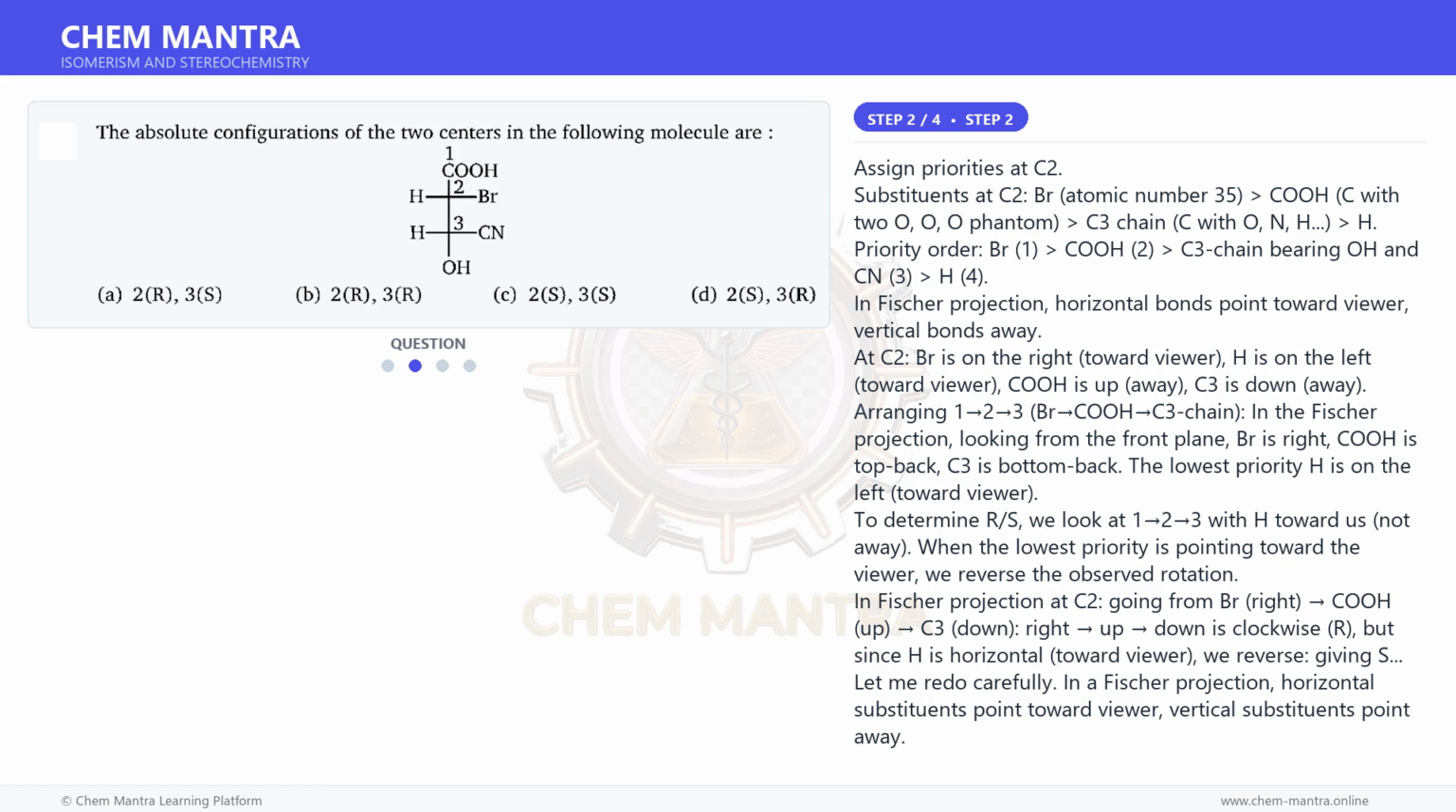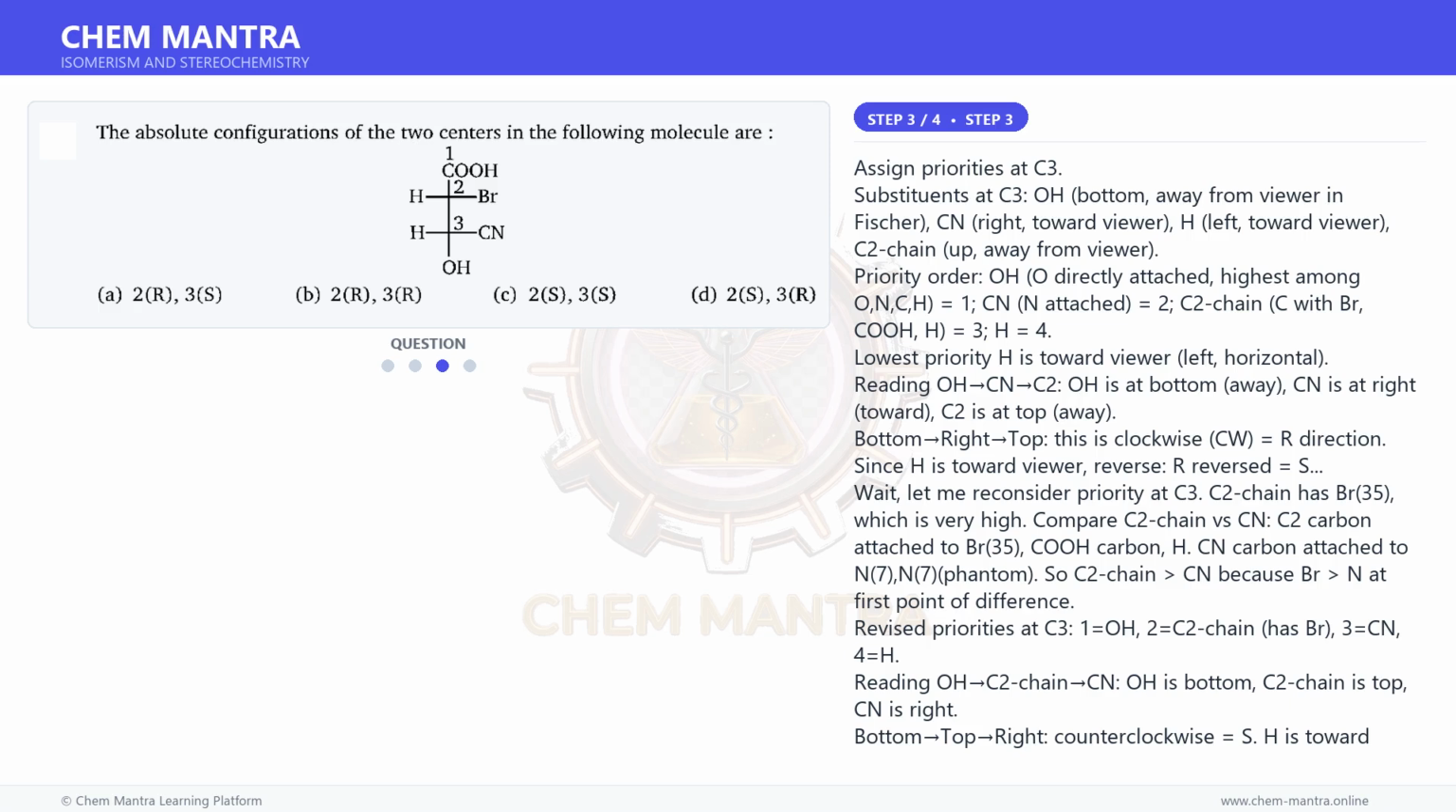Priorities: 1 is Br, 2 is Q, 3 is C3 chain with O, Cn, 4 is H. Reading Br, Q, C3: Br is at right, Q is at top, C3 is at bottom. Right, top, bottom, this is counterclockwise, CCW, which is the S direction. Since H is toward viewer, we reverse: S reversed is R. So C2 is R. Moving on to the next step.